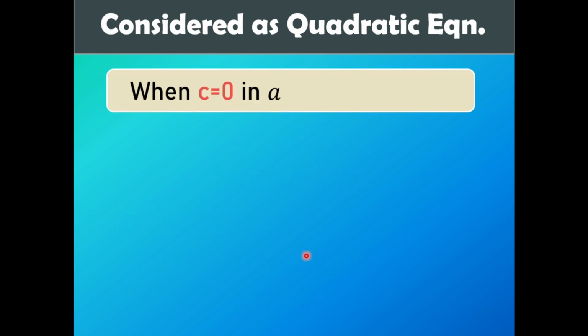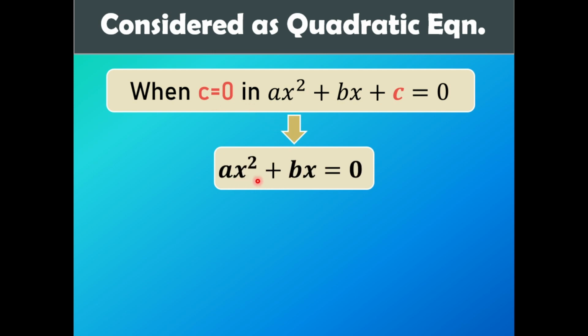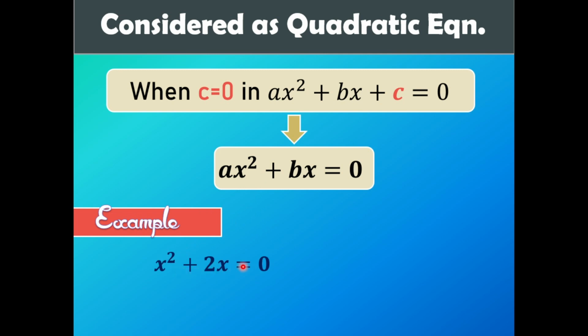Case number 2. When c is equal to 0 and ax squared plus bx plus c equals 0, then we will have ax squared plus bx equals 0. Though we don't have a linear term here, it is also called a quadratic equation because of the presence of the quadratic term ax squared. Examples are x squared plus 2x equals 0, negative 3x squared minus 6x equals 0, and 4x squared minus 4x equals 0. So these three expressions here are also considered as quadratic equations.